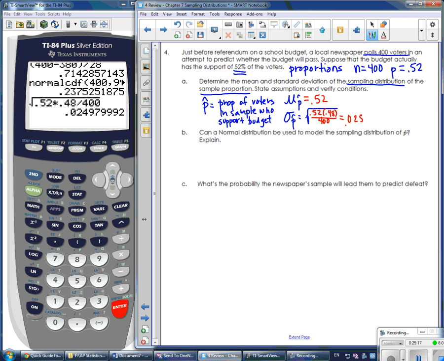Okay, now I also have to state assumptions and verify conditions. The only condition that I need to verify here has to do with my standard deviation formula. And I have to check to see, is the population at least 10 times my sample? So my n, and make sure you plug in the actual n value. Don't just tell me that it's greater than 10n. Plug in the 400. So my question is, is the population greater than 4,000 voters? And you can just say assume this is true. Okay, so assume the population has more than 4,000 voters.